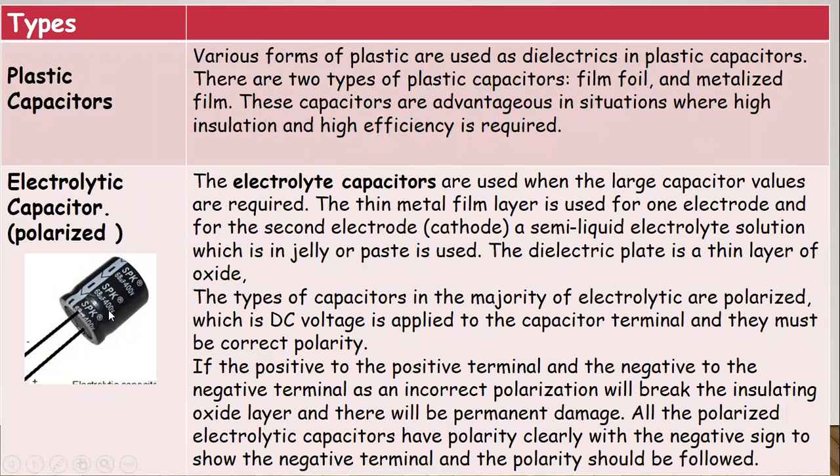Then we have the electrolytic capacitor, and this is a polarized capacitor. They are used where large capacitor values are required. A thin metal film layer is used for one electrode, and for the second electrode, that is the cathode, a semi-liquid electrolyte solution in jelly or paste form is used. The dielectric is a thin layer of oxide. The majority of electrolytic capacitors are polarized, so when DC voltage is applied to the capacitor terminals, they must have the correct polarity.